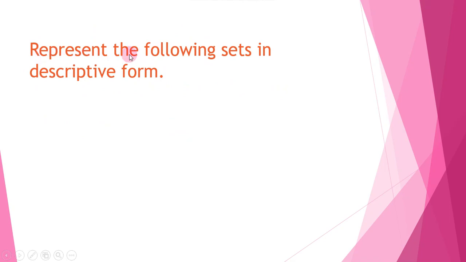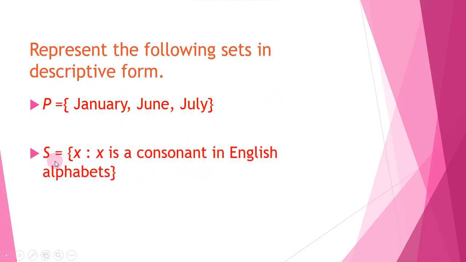Next, represent the following sets in descriptive form. P equal to {January, June, July}. English months beginning with J. Here S equal to {x such that x is a consonant in English alphabets}.